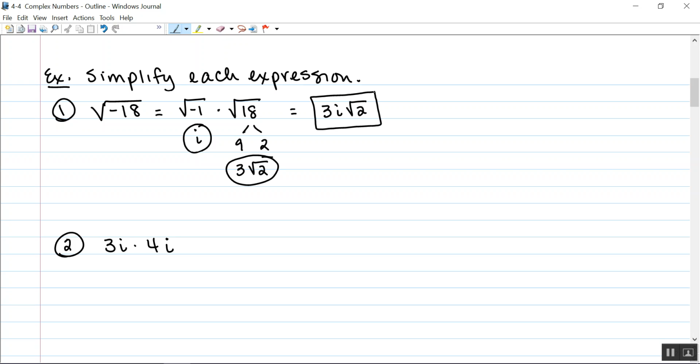Okay. Second example, 3i times 4i. And we're just going to multiply these. So that's going to give me 12i squared. And remember that i squared is equal to -1, so that's the same as 12 times a -1, or -12.